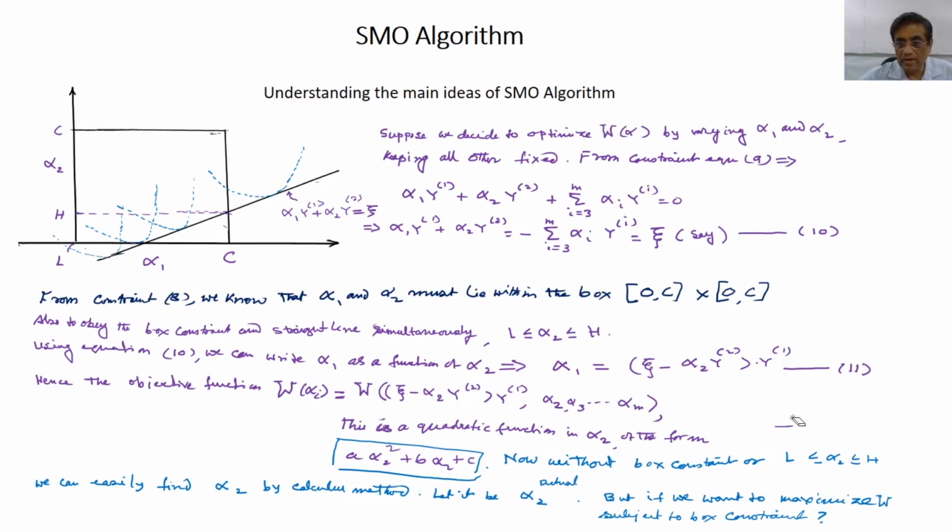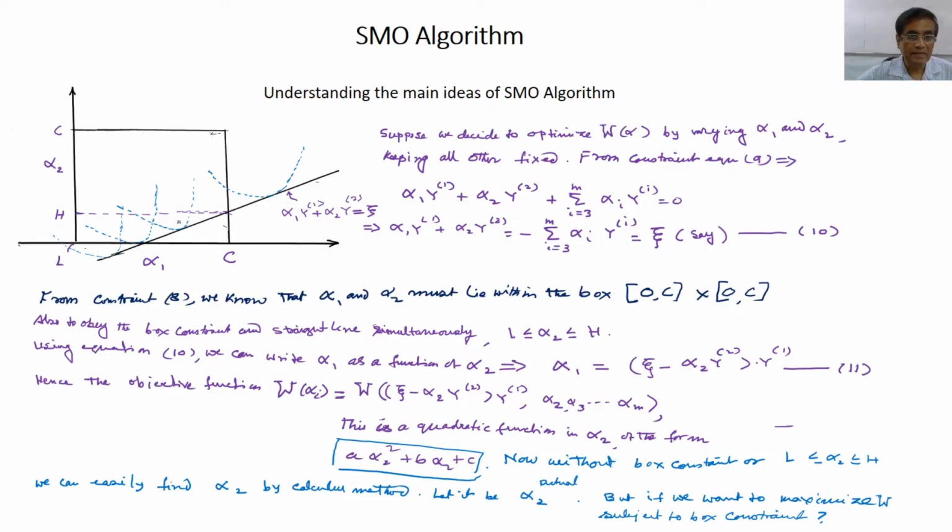Now alpha 1 has been expressed in terms of alpha 2 and some constants, and zeta is a constant because all the others are fixed. Hence the objective function will look like this. It is now a function of one variable only, because alpha 1 is expressed in terms of alpha 2. So it's a quadratic function of alpha 2. So what are these?